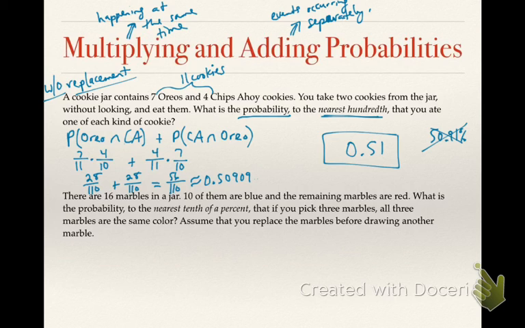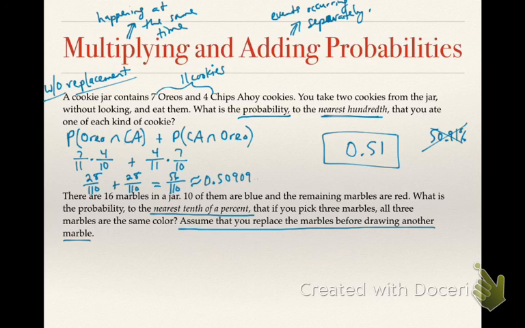Now let's look at the next example. There are 16 marbles in a jar. 10 of them are blue, and the remaining marbles are red. What is the probability to the nearest tenth of a percent? Okay, so this is going to be represented as a percent. That if you pick 3 marbles, all 3 marbles are the same color. Assume that you replace the marbles before drawing another marble.